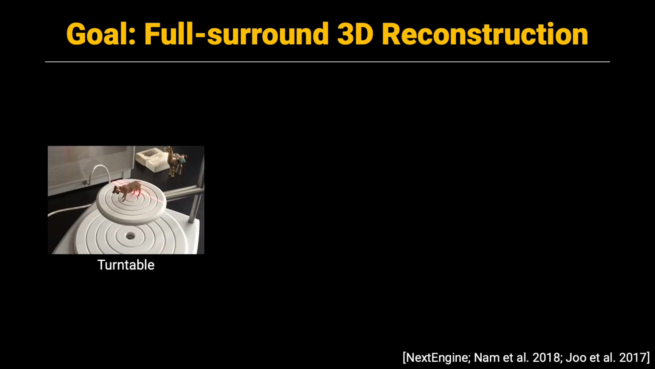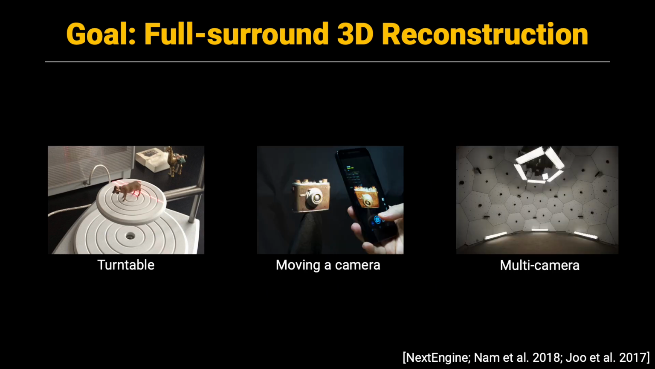There are several ways to achieve the full surround 3D reconstruction, such as using a turntable, moving a single camera, or building a multi-camera system. However, using a turntable or moving a camera cannot handle dynamic objects. Also, a multi-camera system is hard to build because of its cost and complexity.